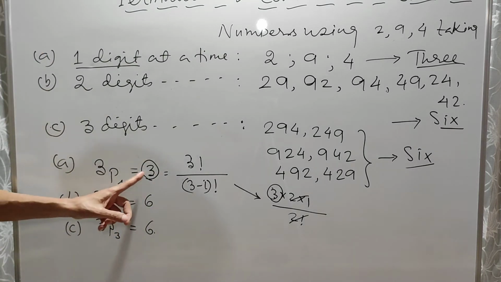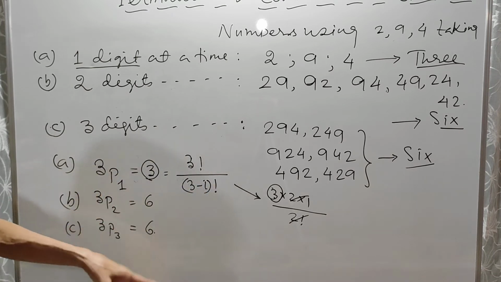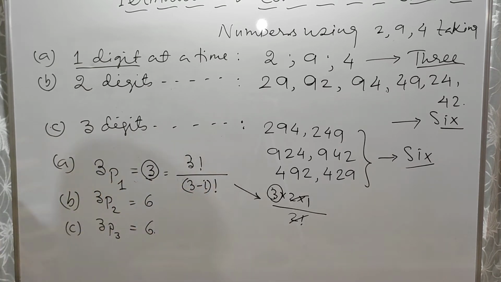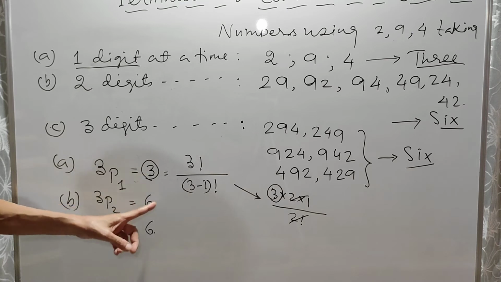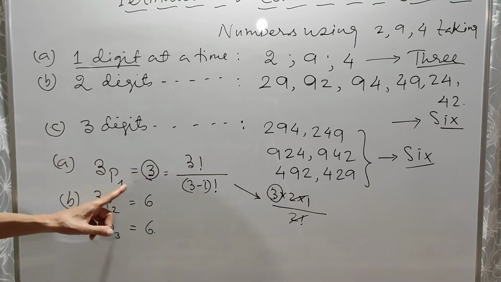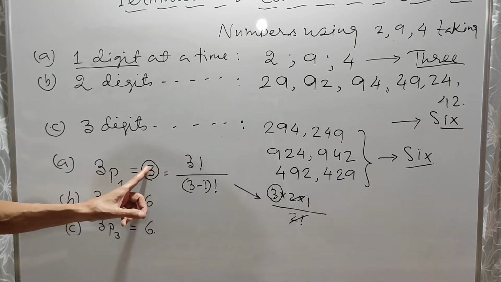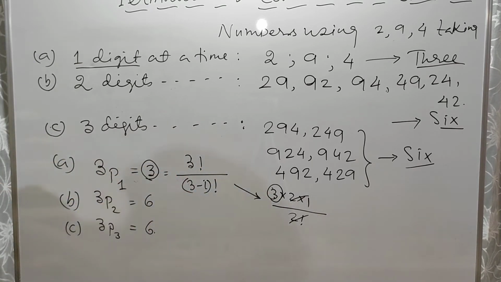So in place of 3, we can write 3 factorial by 3 minus 1 factorial. So actually we are going to get a formula. That is what I am trying to show. In case of 3, what you can write? 3 factorial by 3 minus 1 factorial. And if you calculate this value as I have shown you, you will get 3. So 3 can be written like this.